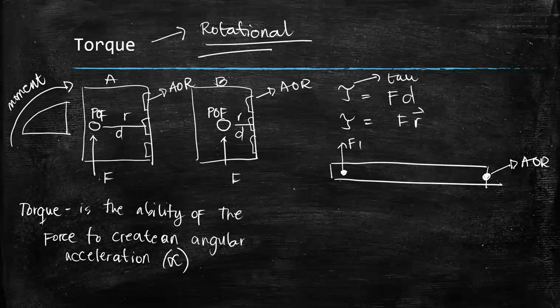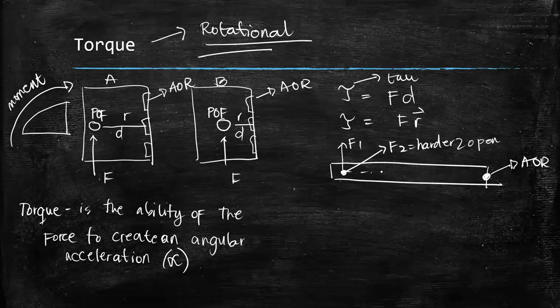Pero what if, imagine nyo lang, nag-apply tayo ng force F2, which is harder to open. Okay, aling force direction ang mas mahihirapan kang buksan yung pinto? Okay, it is F2. F2 is harder to open. Why kaya? Bakit kaya harder to open yung F2? Kasi the angle of your force direction or your force vector affects your torque. So how can we express that mathematically?